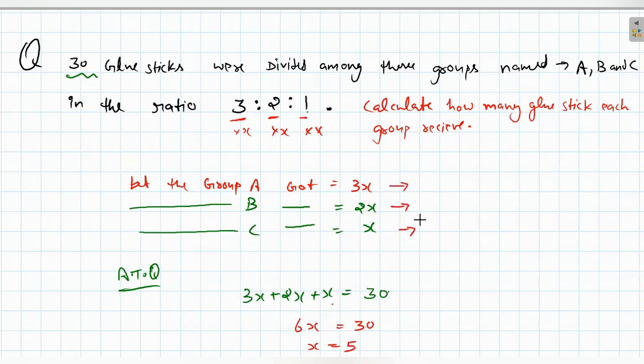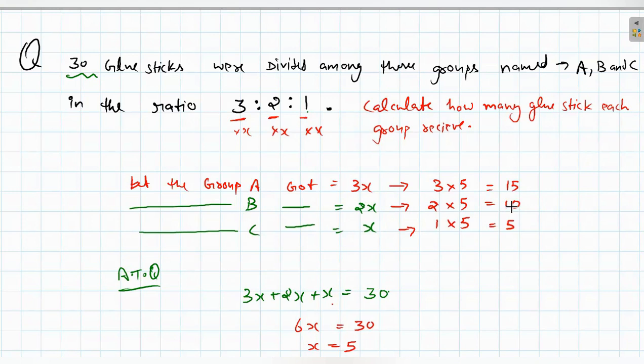So we will get the share of each group. This is 3 times 5, this is 2 times 5, and this is 1 times 5. How much are they getting then? This group got 15, this group got 10, and this group got 5 only. Any confusion out there?